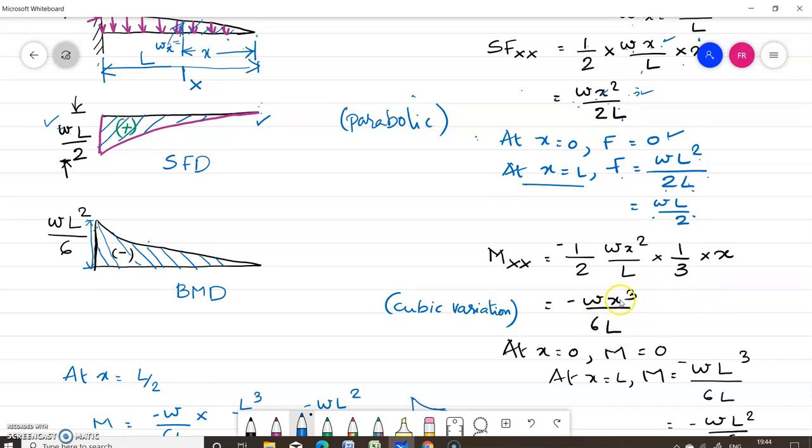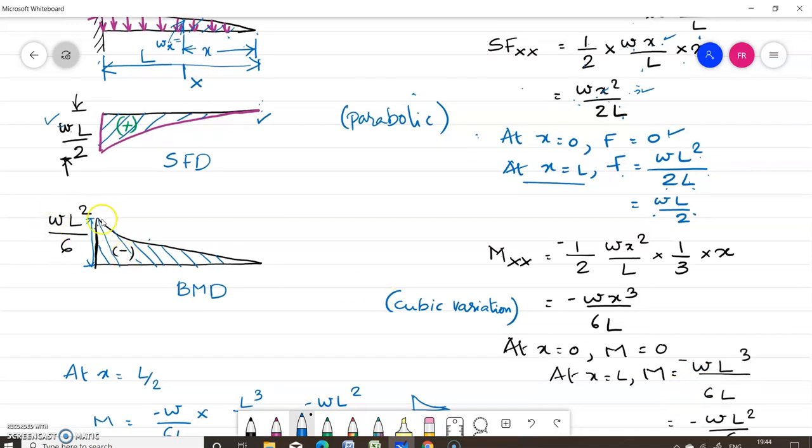Now let us find out the value at x equal to 0. At x equal to 0, when you substitute in this equation, you will get M equal to 0. Now we have to find out the value at x equal to L. When you substitute x equal to L in this equation, you will get the bending moment equal to wL square by 6. So now you have got the maximum value for bending moment as wL square by 6.